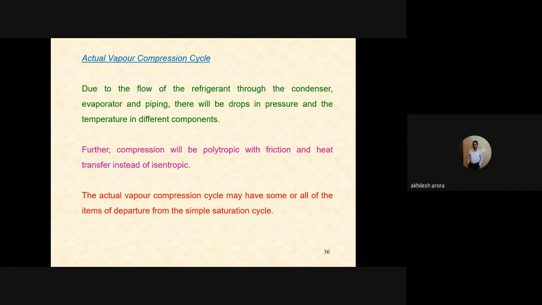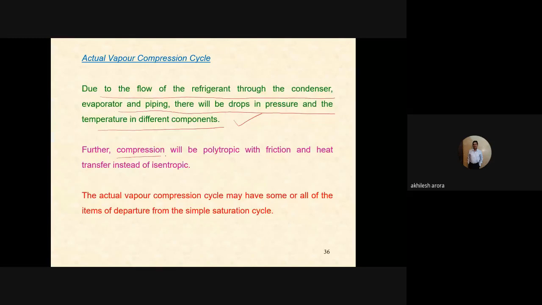And there will be pressure drops in the pipelines also, in the evaporator also, in the condenser also. So when we include all the things in a real system, then only it is an actual vapor compression cycle. So let us see what is written in this slide. Due to flow of the refrigerant through the condenser, evaporator and piping, there will be drops in pressure and temperature in different components. This I have already told you.